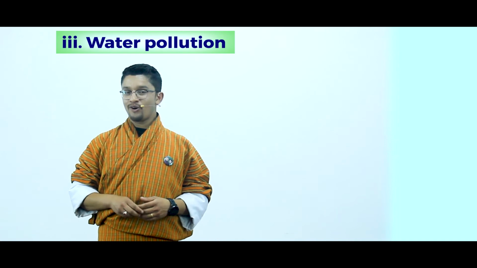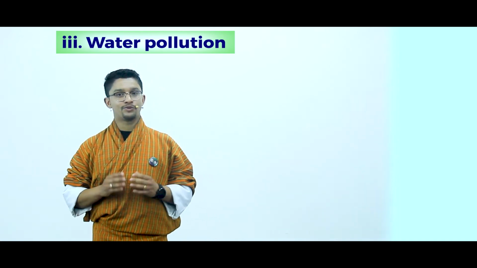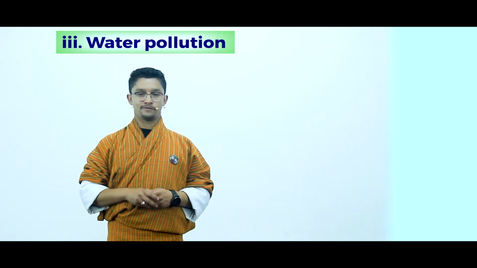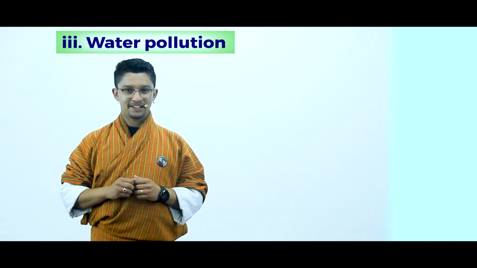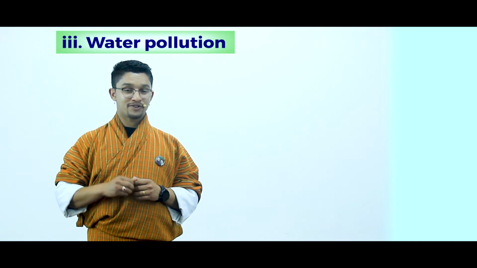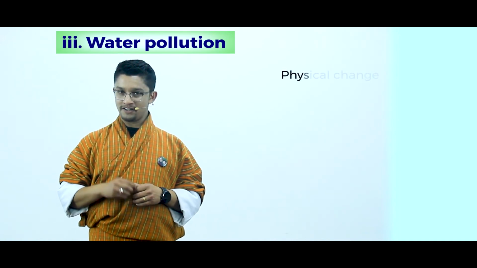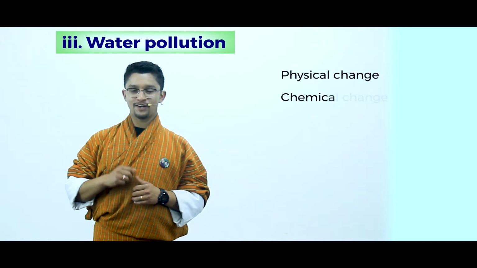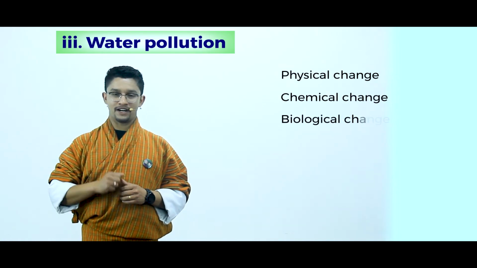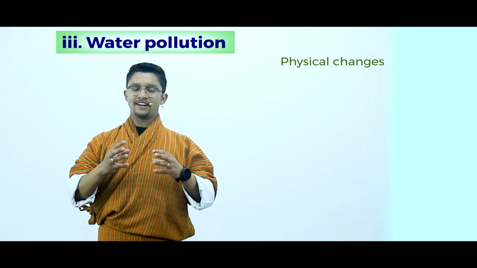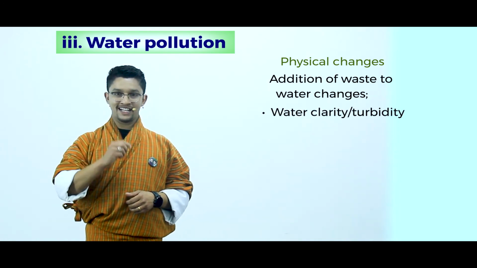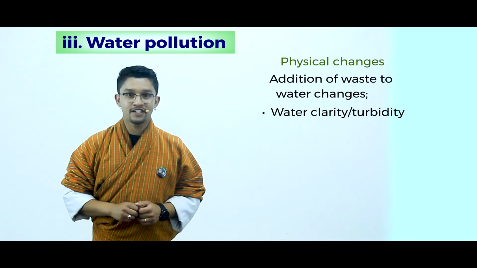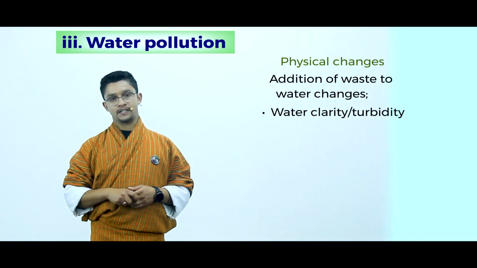Dumping of wastes or other substances into water causes water pollution. If we look at it, we can find three different changes in water. The first one is physical, the second one is chemical, and the third one is biological. If we add waste into the water, it changes the water clarity. In other terms, it modifies the turbidity.